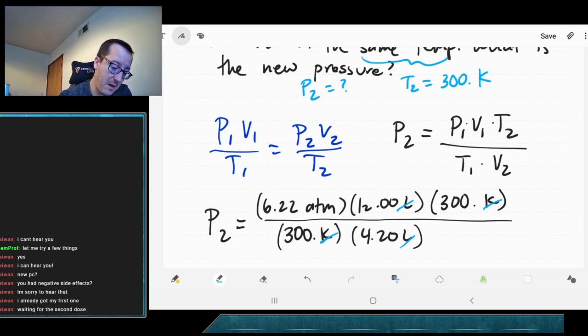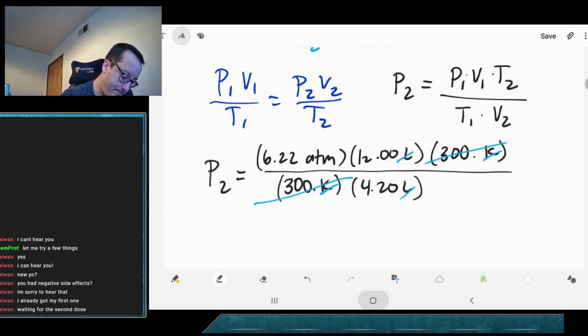And so another thing we might notice is that we have, in fact, the same temperature. So we can just completely get rid of that at all. We don't have to worry about calculating that. And so it just comes down to these last 3 numbers. And so we can just go ahead and plug them into our handy-dandy calculator. Let's see, what do we get? So we have 6.22 times 12 divided by 4.2. Doing this, we get 17.8 atmospheres.